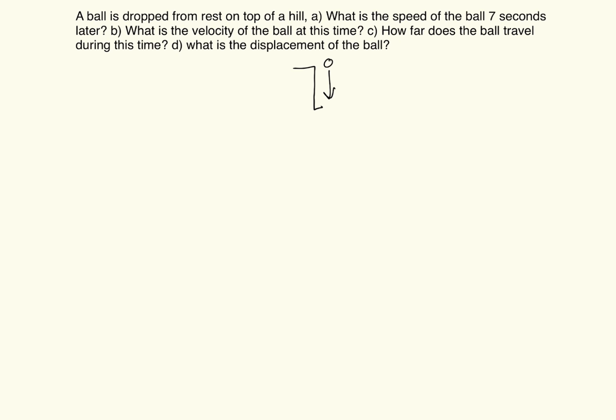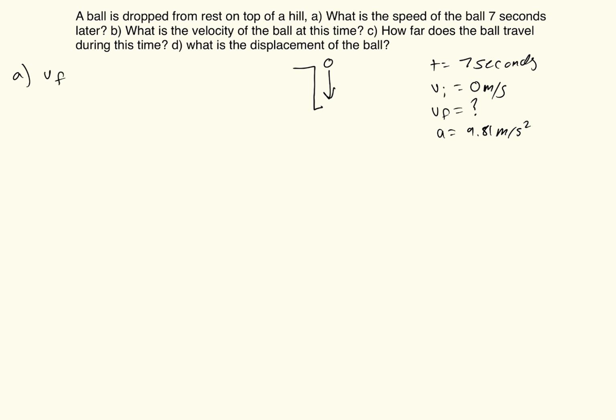And our givens, we have time is equal to 7 seconds. We have our initial velocity is equal to 0 meters per second. Our final velocity is what we're looking for, and our acceleration is equal to 9.81 meters per second squared downwards. That's gravity. Now let's solve the first part of this problem. We want the speed of the ball 7 seconds later.